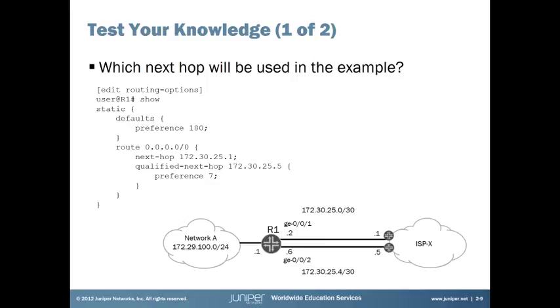So here's another example. Which next hop will be used in this example? We've set our default preference for static routes to 180, and here we have a default route. So we've got two next hops, one to 25.1, one to 25.5. Which of those is going to go active? Just looking at that example, is it the .1 or the .5? It is, in fact, the .5, because we've got a lower preference number. The default has been changed to 180.